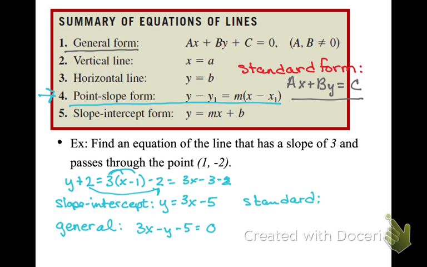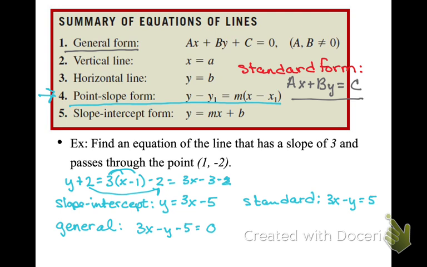How do you get it into standard from general? You move 5 over. We add 5 over, so 3x minus y equals 5. So we used point slope to put it into slope intercept, to put it into general, to put it into standard.